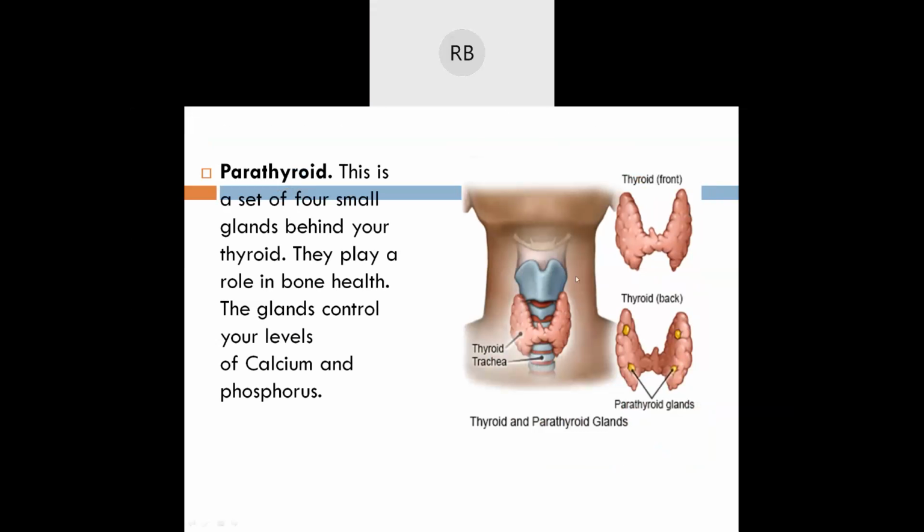Okay, Rinku Muni, you continue with the parathyroid also. Parathyroid is a set of four small glands behind your thyroid. They play a role in bone health. The glands control your levels of calcium and phosphorus. The glands control your what? Levels. Ah, levels of calcium and phosphorus. Okay, what did you understand?